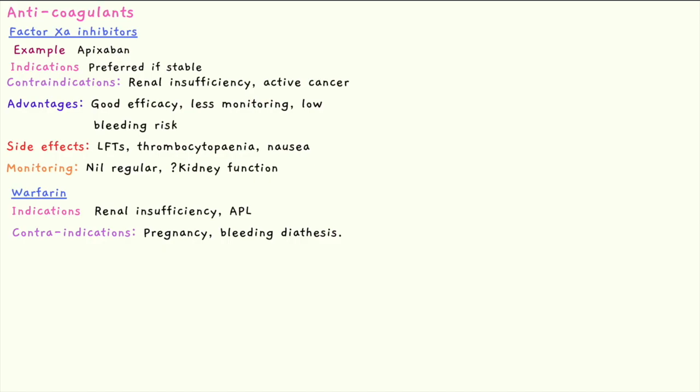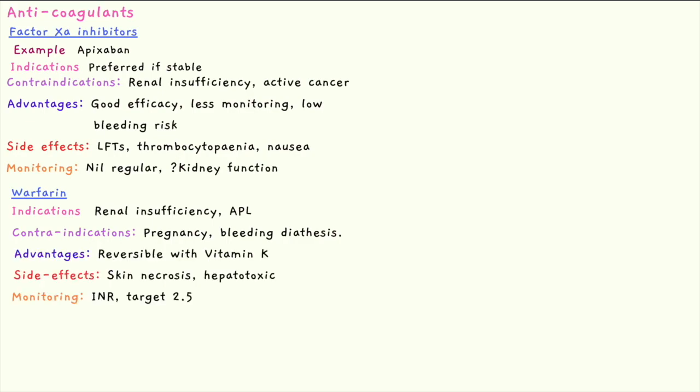Another important one is warfarin. So these are vitamin K antagonists. Indications include renal insufficiency. So you can think about normally you want to give a factor Xa inhibitor. If you can't, maybe warfarin's a good option. It can also be used in antiphospholipid syndrome, so it's common with patients with lupus. Contraindications include being teratogenic, so not in pregnancy, as well as bleeding diathesis. So there's a slightly higher risk of bleeding issues than factor Xa. So if they have an underlying bleeding problem, the patient shouldn't have warfarin.